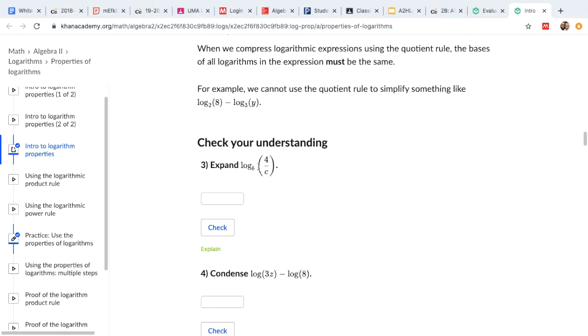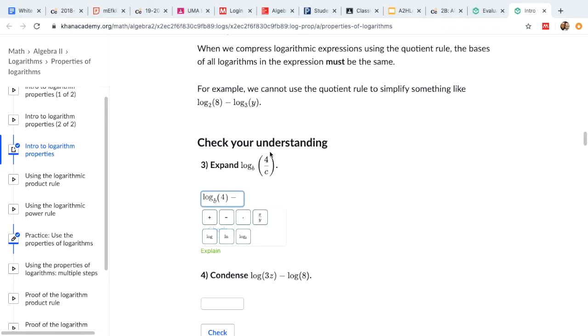It's log base b of 4 divided by c. So to expand it, who cares that there's a variable there? Let it go. If that made you anxious right then, let it go, okay? We're just asked to expand it. So that means I'm going to write it as 2 pieces. I'm going to have log base b, make sure you do lowercase, of my numerator, 4.